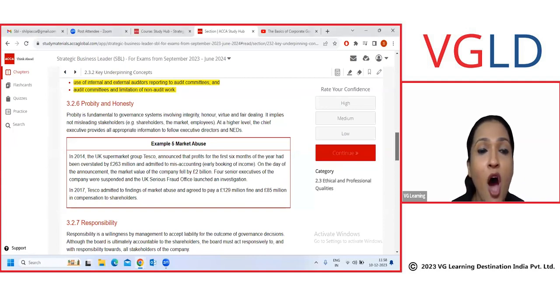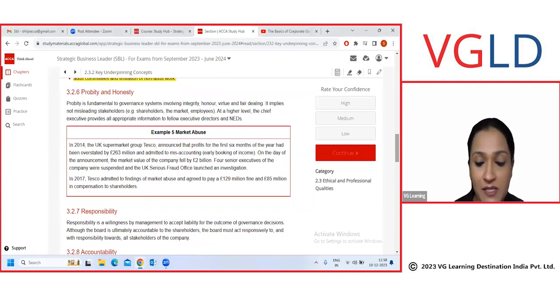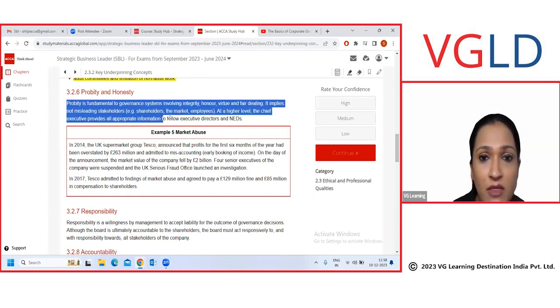Okay, so we talk about honesty and probity at all times. The organization and its ways, processes and systems have to be honest. They have to operate with honor, with correct, fair dealing, and must not at any time mislead the stakeholders. Remember, the word we are using here is stakeholders, not just the shareholders, but people who are internally and externally connected with the organization. Everybody is included in this broader terminology called the stakeholders, right? Does everybody agree upon this?